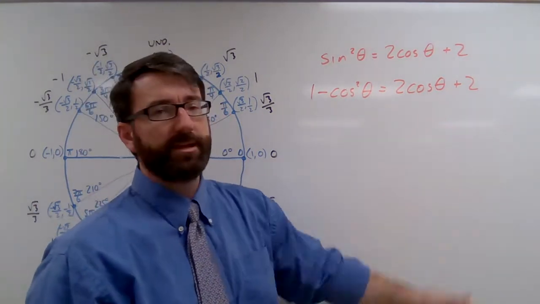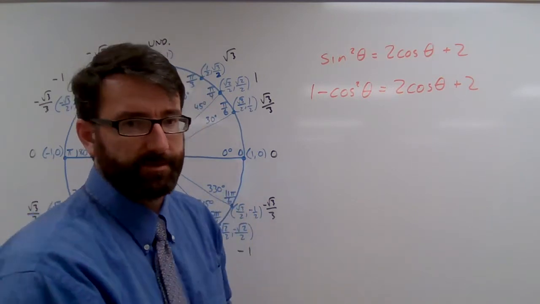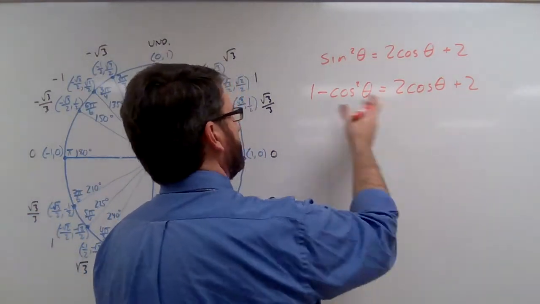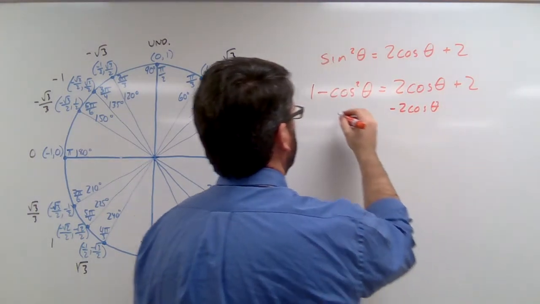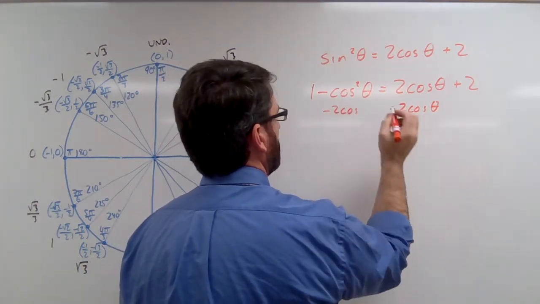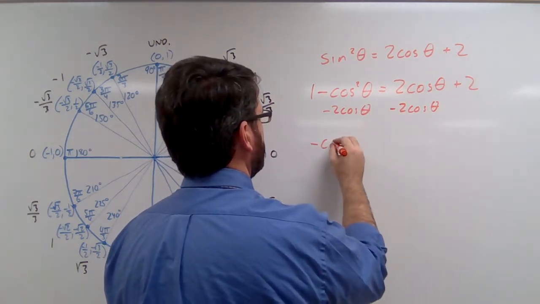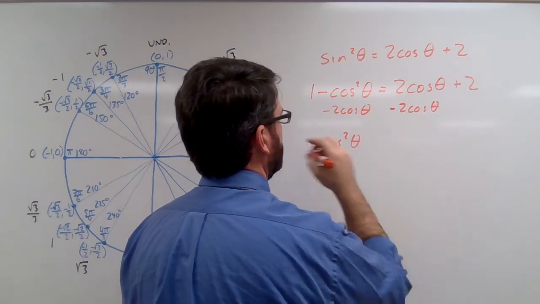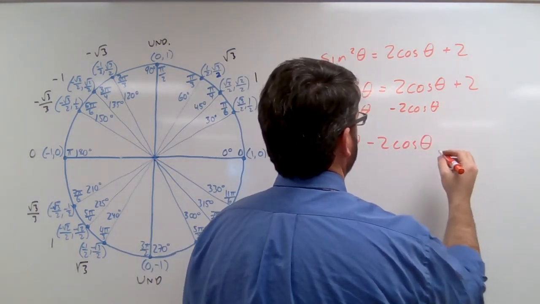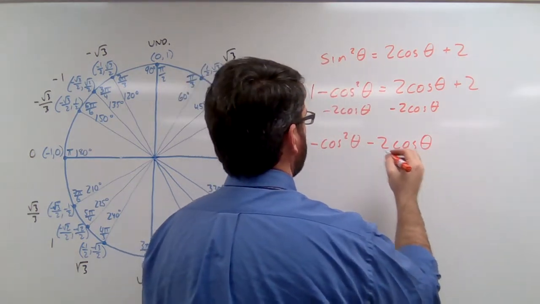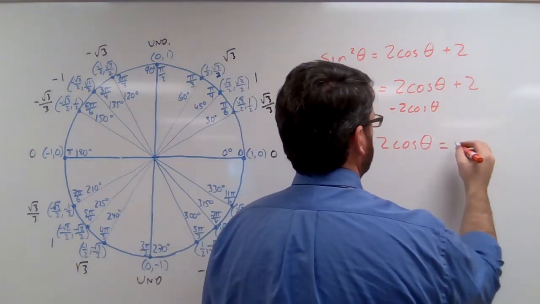So let's get everything onto one side of the equation and leave the other side equal to 0. So let's move everything to this side. Let's subtract 2 cosine theta from both sides. And so we get negative cosine squared theta minus 2 cosine theta. We have a 1 out here too, is equal to 2.